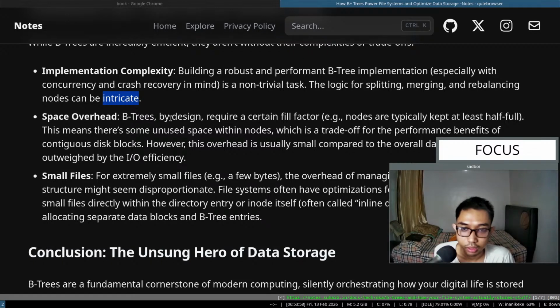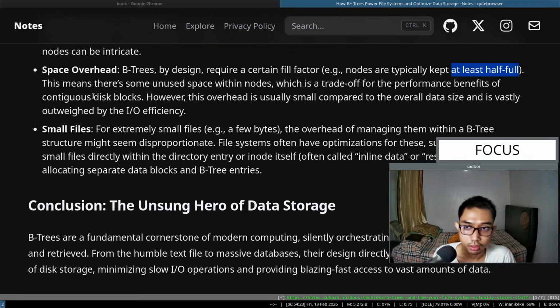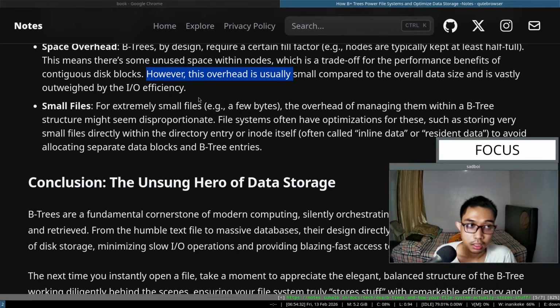Space overhead: B-trees by design require a certain fill factor. Nodes are typically kept at least half full. This means there is some unused space within nodes. It is a trade-off for the performance benefit of contiguous disk blocks. However, this overhead is usually small compared to the overall data size and is vastly outweighed by the I/O efficiency.